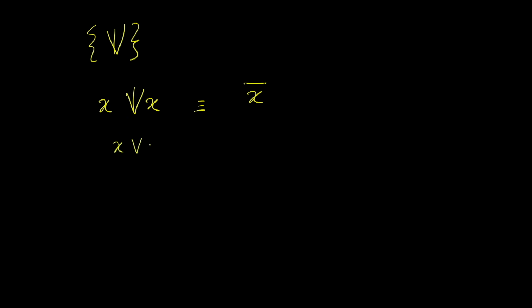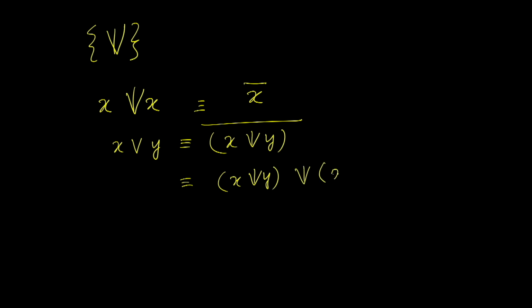NOR. Similarly, x or y is nothing but (x NOR y) complement. And we have just seen that complement can be synthesized using NOR. Therefore, this also can be expressed in terms of NOR. (x NOR y) NOR (x NOR y) is what x or y is. Therefore, this is also a complete set of connectives.